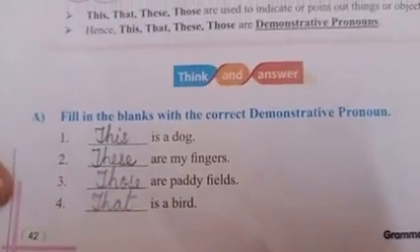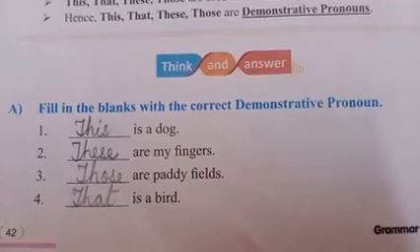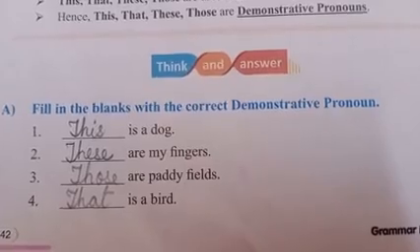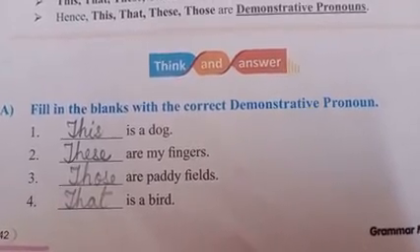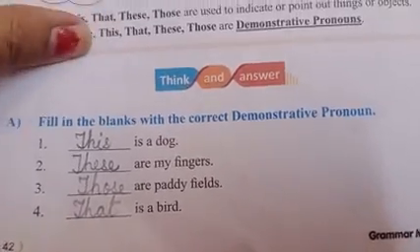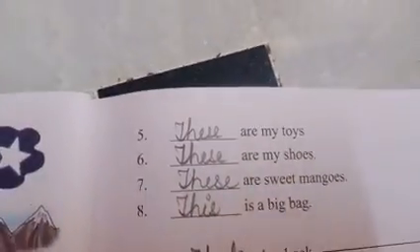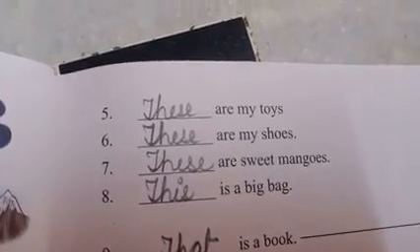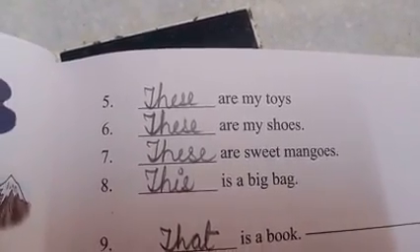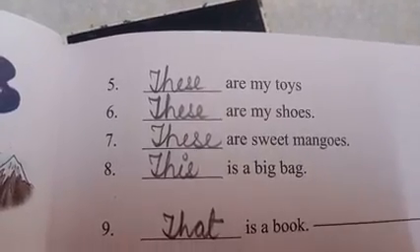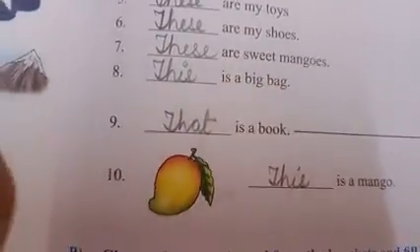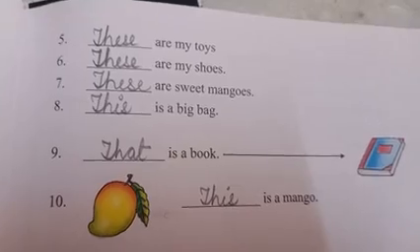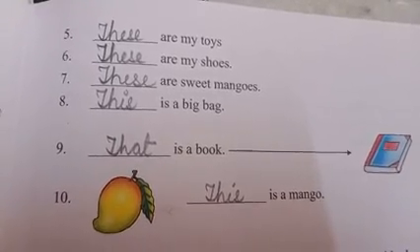Fill in the blanks with the correct demonstrative pronoun. This is a dog. These are my fingers. Those are paddy fields. That is a bird. These are my toys. These are my shoes. These are sweet mangoes. This is a big bag. That is a book. Now we are indicating which is the thing which is far. That is a book and it is in singular form.